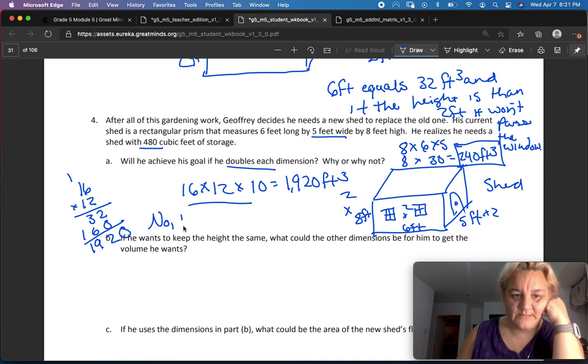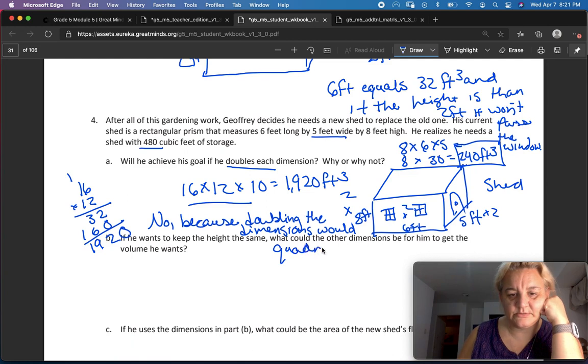No, because doubling the dimensions would quadruple, which is 4, right? Quadruple the volume.